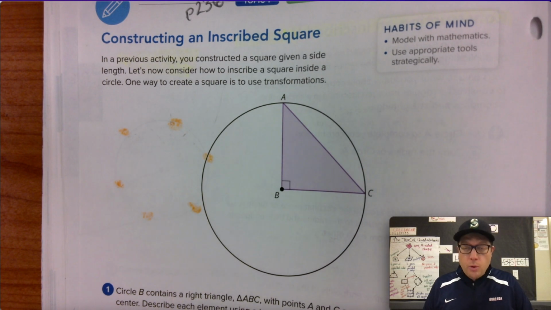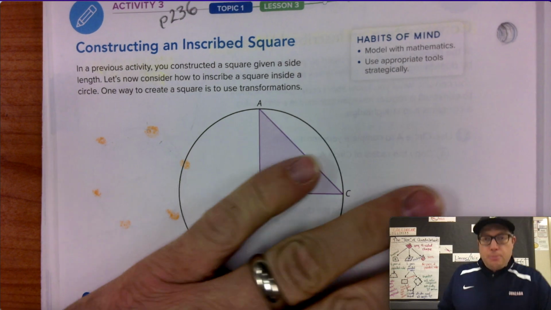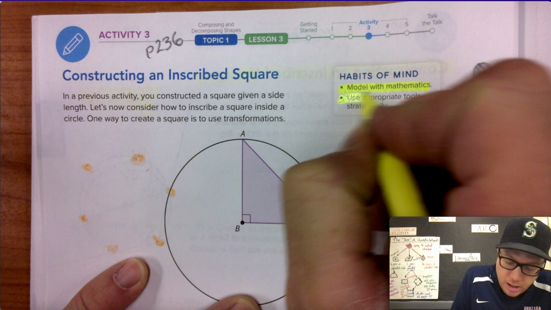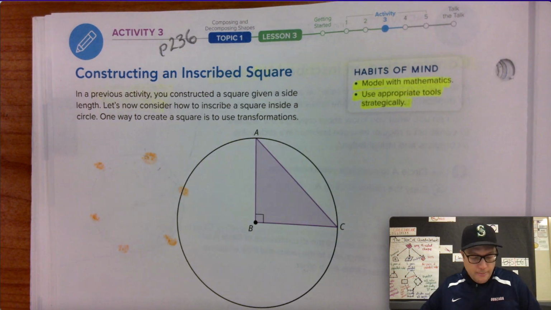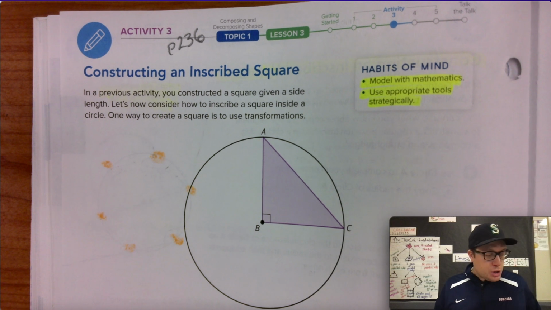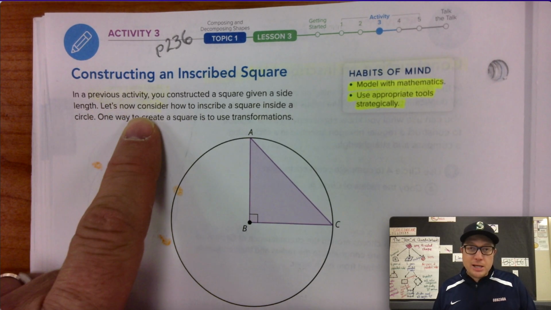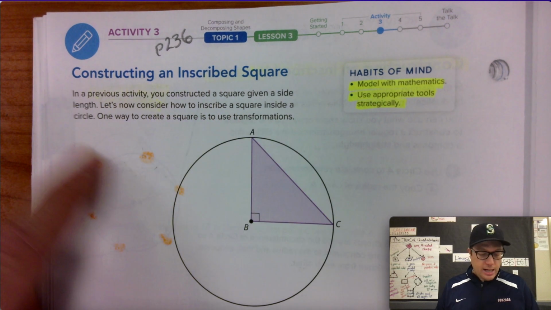Let's make sure that we are remembering what it is to be mathematics students, mathematicians. We're going to model with mathematics, and we're going to use appropriate tools, hint, hint, strategically. In a previous activity, you constructed a square given a side length. Now let's consider how to inscribe a square inside a circle.